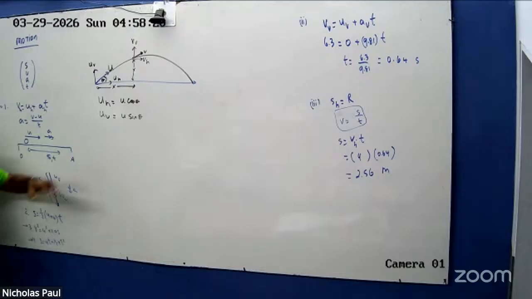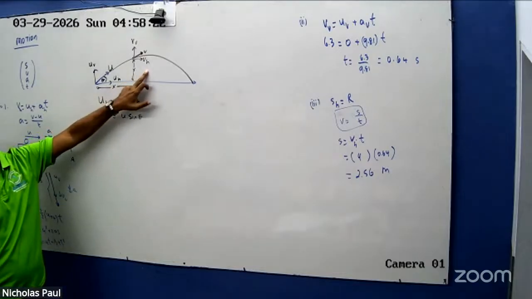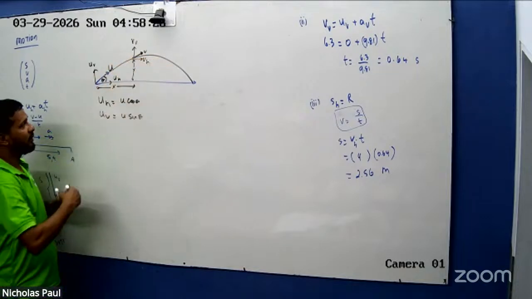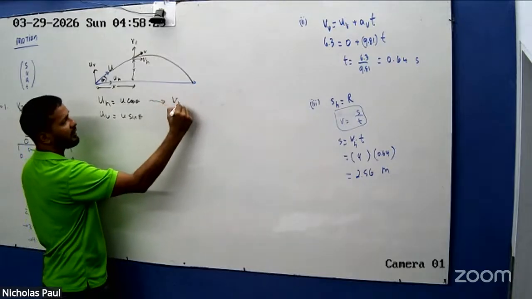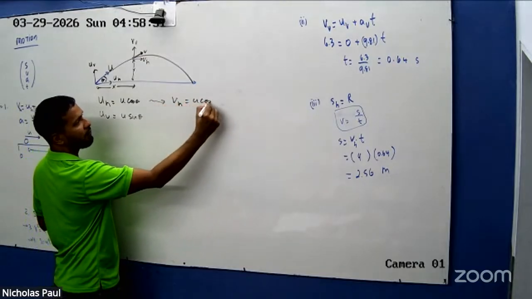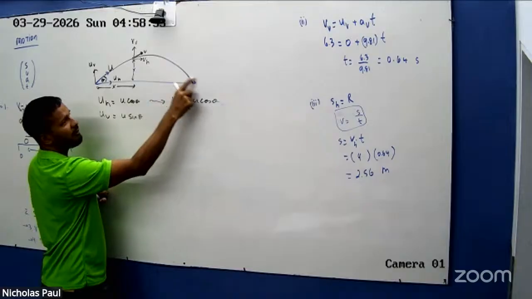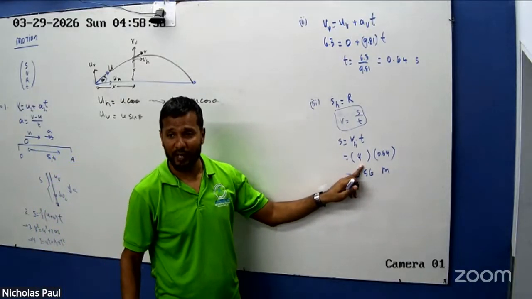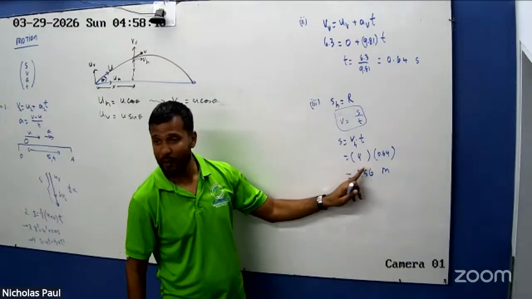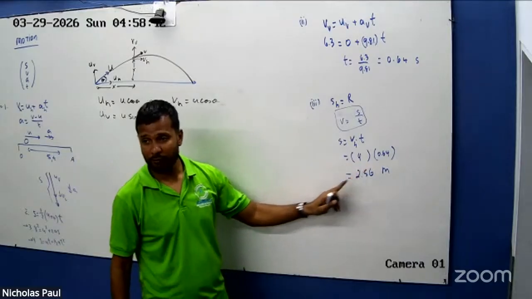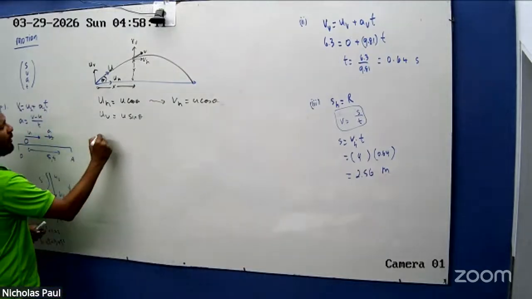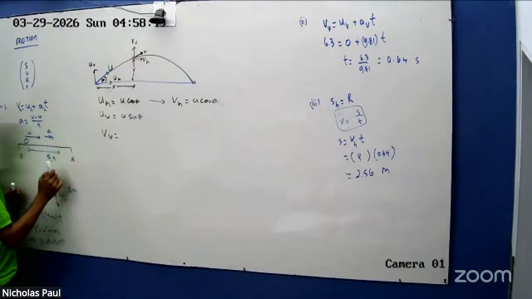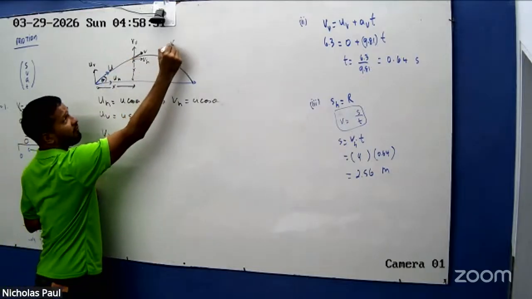Joseph, is the horizontal component affected by gravity? No. So throughout this entire journey, the horizontal component stays the same. At any point in time, it has the same initial velocity. That's the reason why I use equation 4 here. Now, the vertical velocity is affected by acceleration.